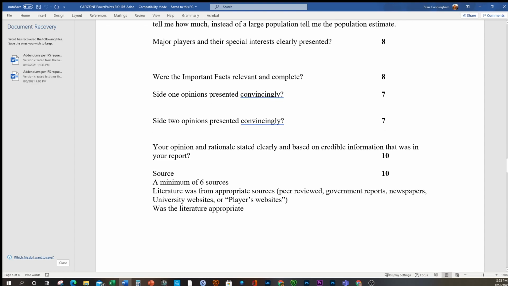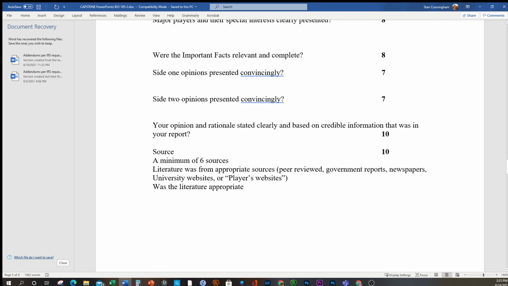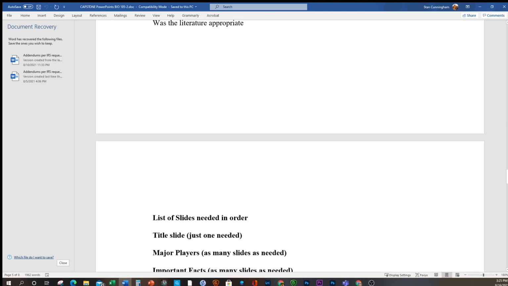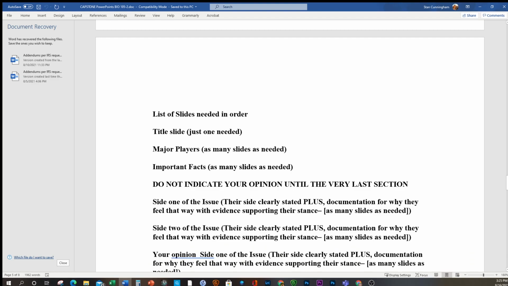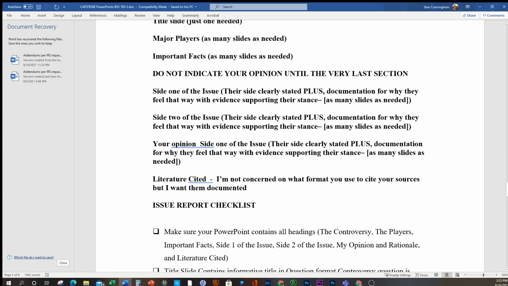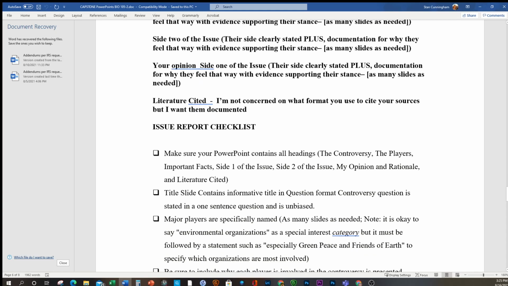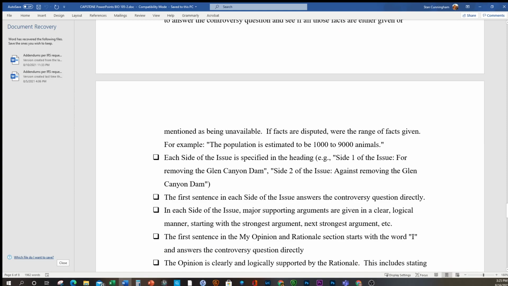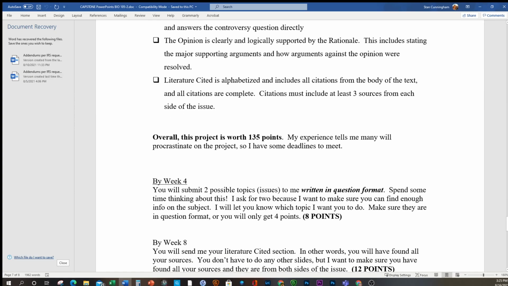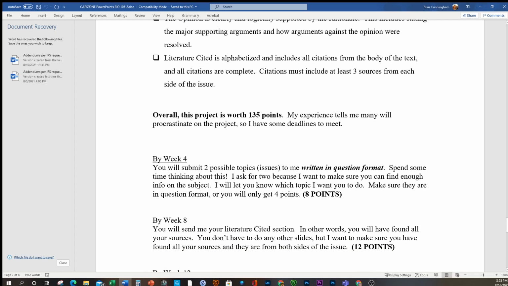Here are the literature sources. You need a minimum of 3 for each opinion, side 1 and side 2. And then you need to give me that in a slide. So here's the slides needed in order. I'm trying to make this as easy as possible. Here's a checklist to make sure you go over this. If you follow these checklists, you'll nail it. Overall, this project is worth 135.